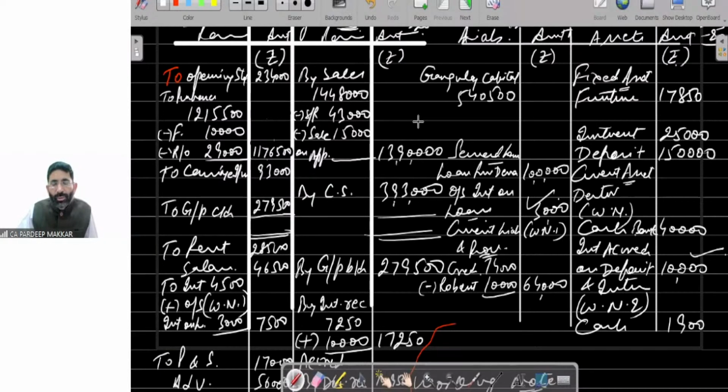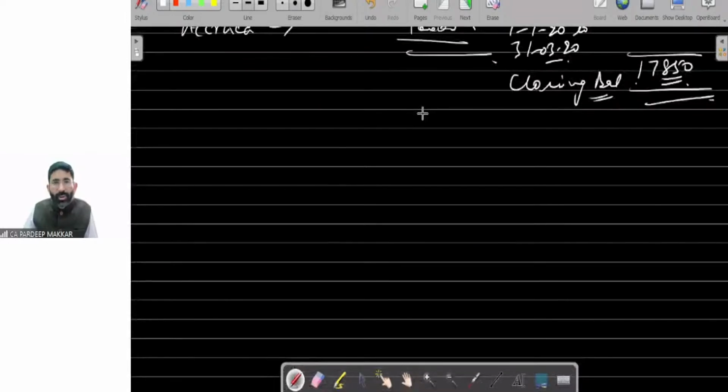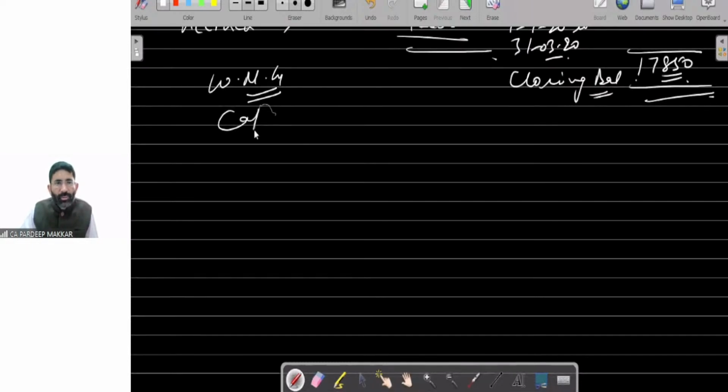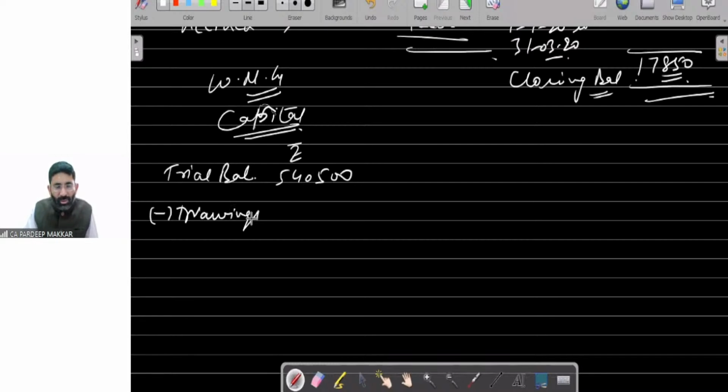Drawings are given to you. For that we will prepare a working note, working note number 4. This is for capital. So capital is given to you in trial balance. In trial balance, capital worth rupees 5,40,500 is given to you. You have to deduct drawings from it, that is given to you 50,000. Any other adjustment? Whether there is any other adjustment regarding drawings or capital, except profit which is to be added back? No adjustment. Okay.